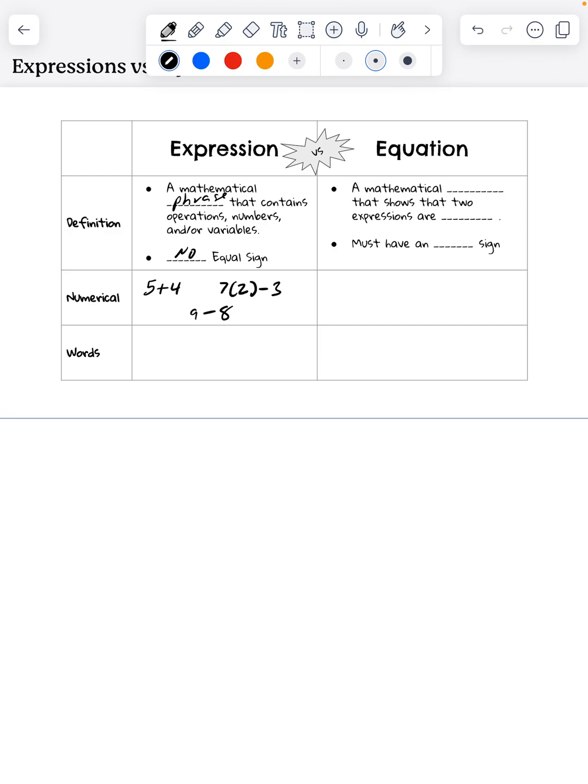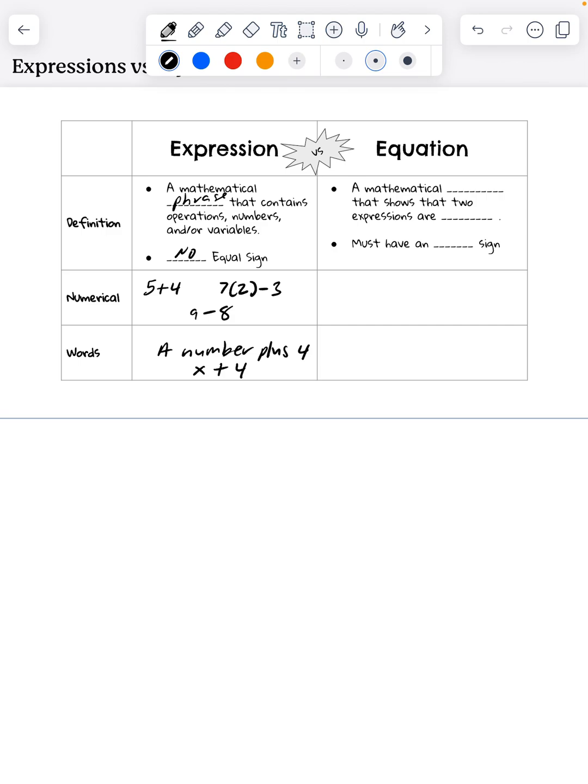Now there's also an expression that is words. So you have to be able to distinguish how to write the expression from the words that are given. An example of that would be a number plus 4. If I wanted to actually write that out, I would just put a number, which you can put any variable, plus 4. That's the numerical expression of those words.